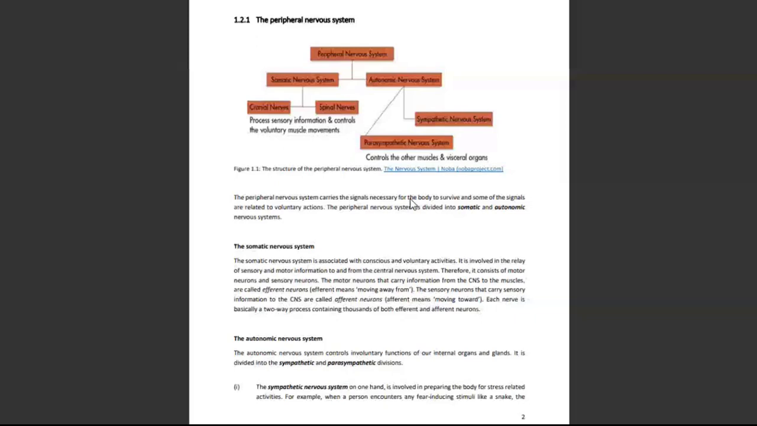As I'm talking, probably your phone will ring. Someone calls you. How do you relate? You relate through the signals. We use the signals to communicate, to make sense of information. The peripheral nervous system carries signals necessary for the body to survive. Some of the signals are related to voluntary actions.